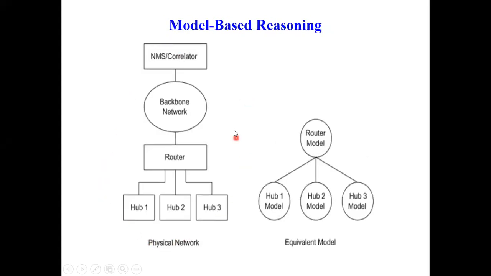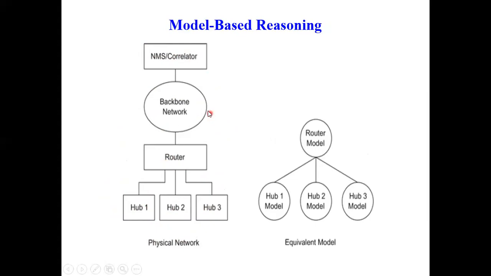I have a normal physical network where I have this NMS and a backbone network. Then in a network, a very simple network is taken, a router, and then hubs are there, hub 1, hub 2, hub 3. Now what I do is, I want to use the event correlation technique, and my aim is finally to diagnose the fault. That is what we are trying to do.